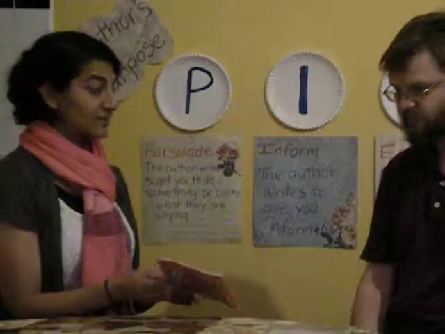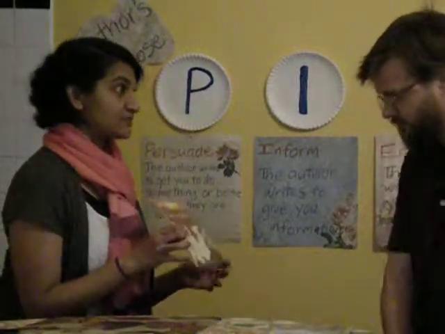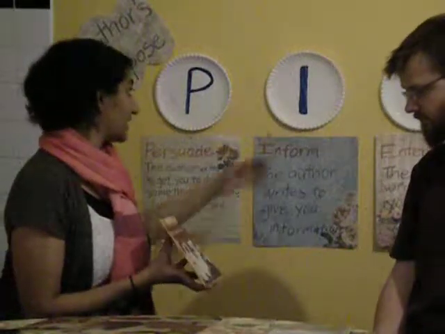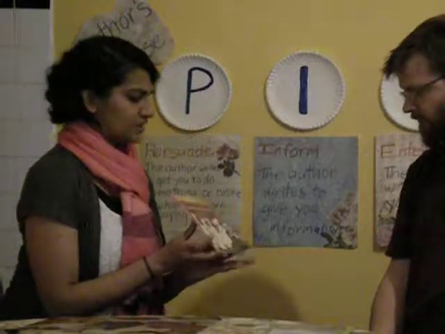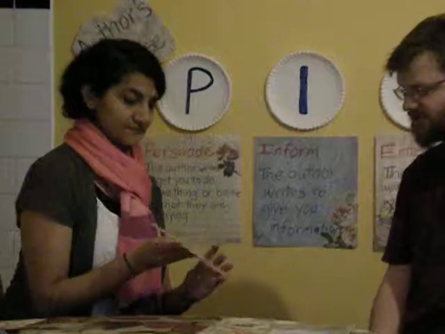Now we're going to look at another book, and this book is going to give us information. That brings us to this letter, I. The author is trying to give us information about something. What does this picture tell you this book might be about? Well, there's geese, and there's ducks.